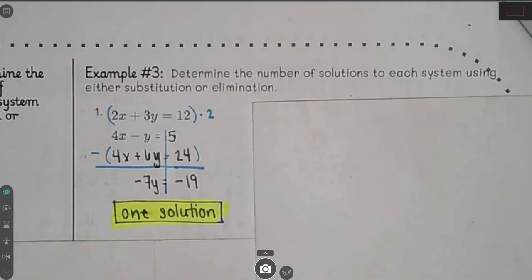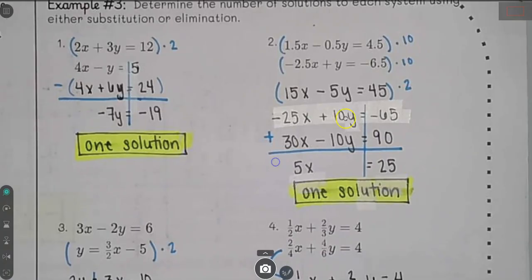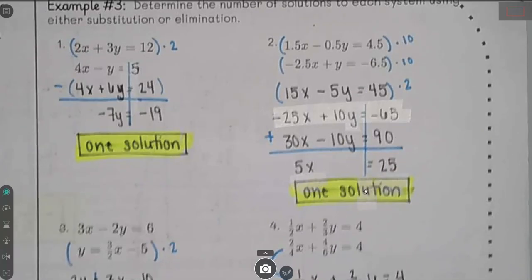Which one is that for? Is that number 2? It's correct. All right. So clearly this one was a struggle. Here's the answer. So this one, again, I used elimination. I multiplied by 10. I was getting 1 solution for x, so 1 solution.